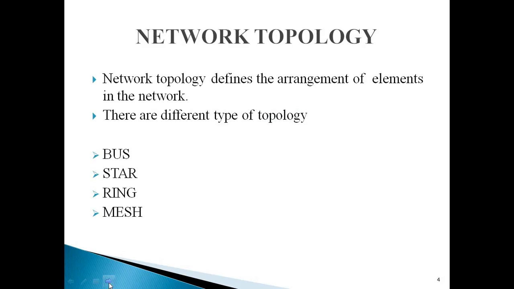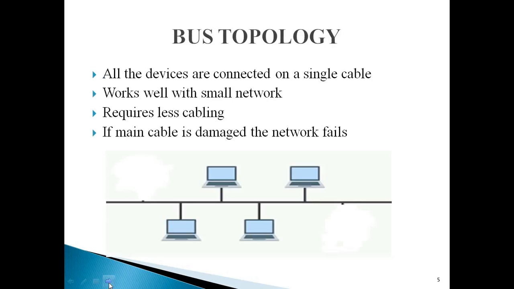First one is a bus, second is a star, third is a ring, fourth is a mesh. In bus topology, all the devices are connected on a single cable. Works well with small networks. It requires less cabling. The disadvantage is if the main cable is damaged, the network fails.